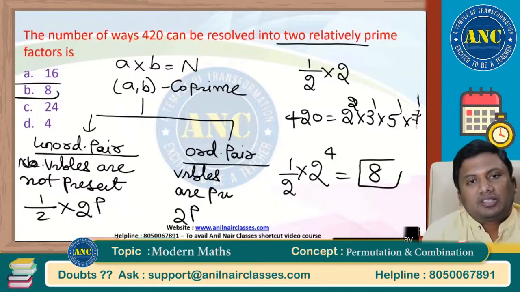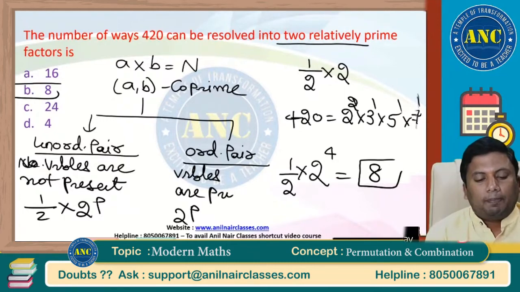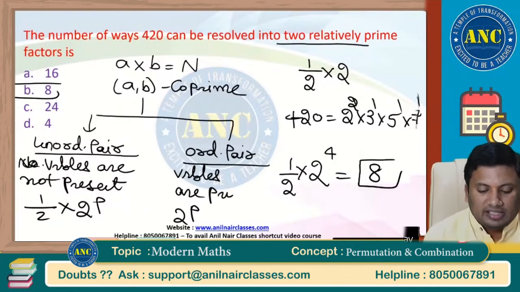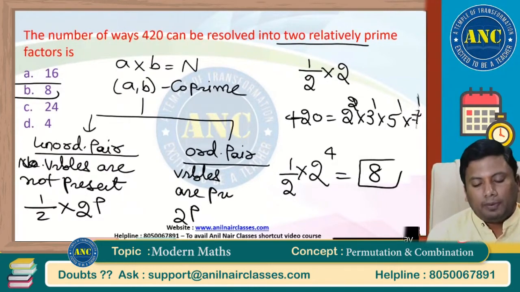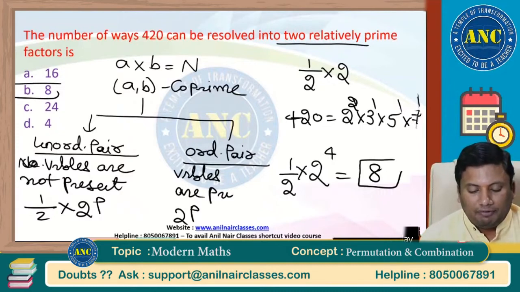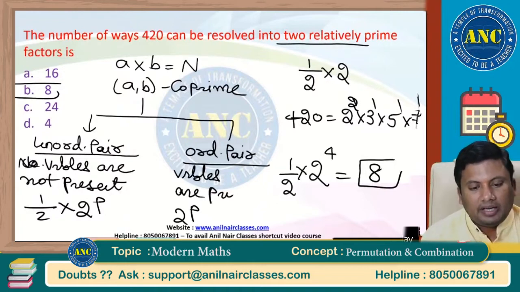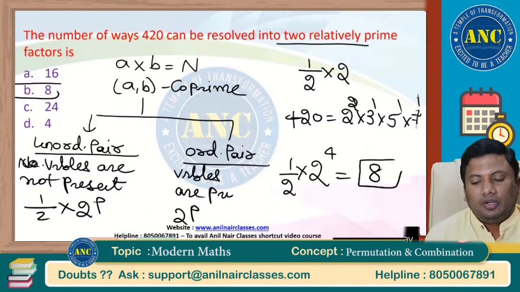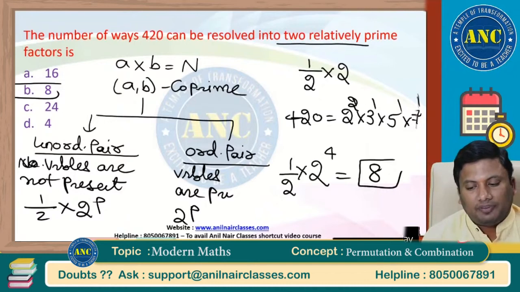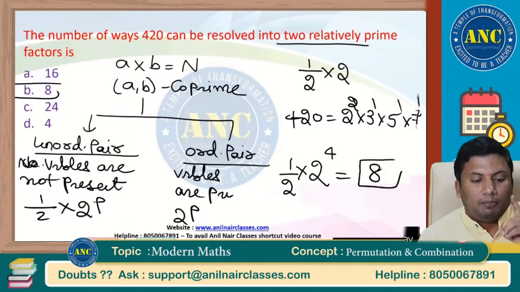The number of ways of writing a number as a product of two coprimes is given by half of 2 power p, or 2 power p minus 1. 2 power 4 minus 1 is 16 by 2, which is nothing but 8. In how many ways can you write a number as a product of two coprimes? Coprimes and relative primes are both the same.